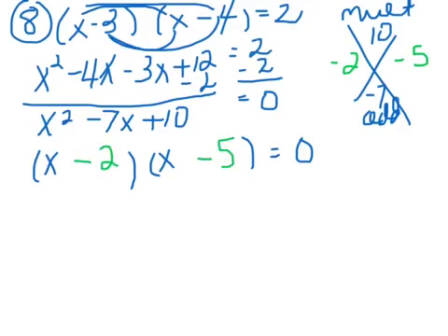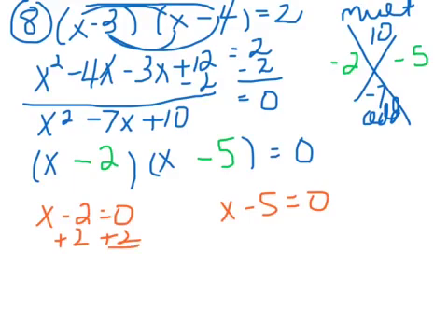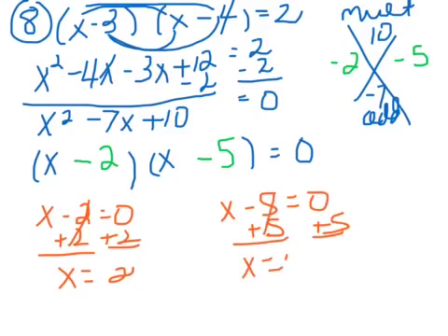That was easy enough to do, so now to solve it, all I have to do is take each factor and set it equal to 0. So there's one of them, and here's the other one. These are easy even to solve because you just add 2 on both sides here and get x equal 2. And over here I can add 5 to both sides because I'm just trying to get the x by itself, remember. X equal 5, so my solutions are 2 and 5.